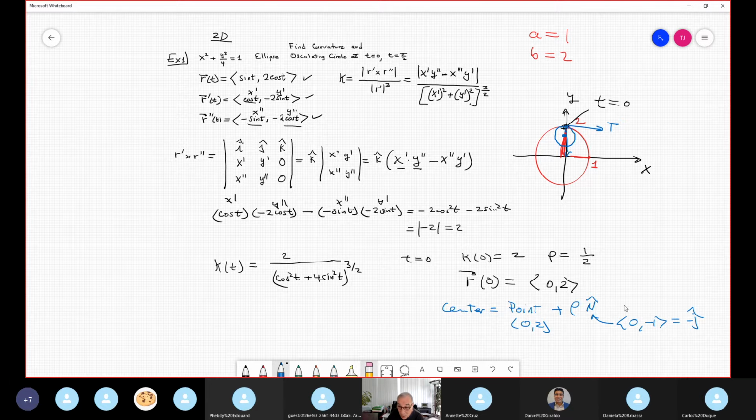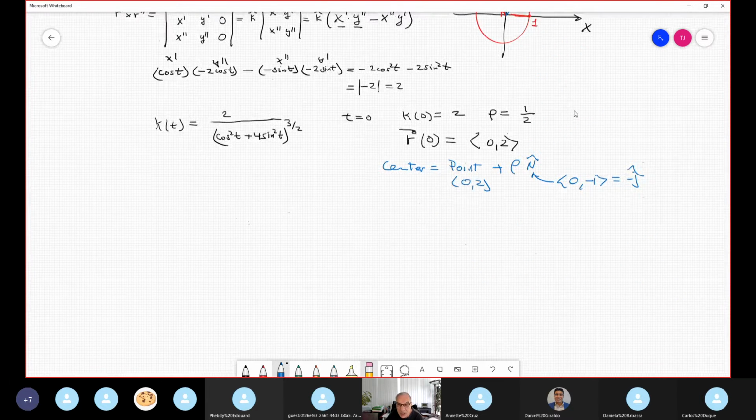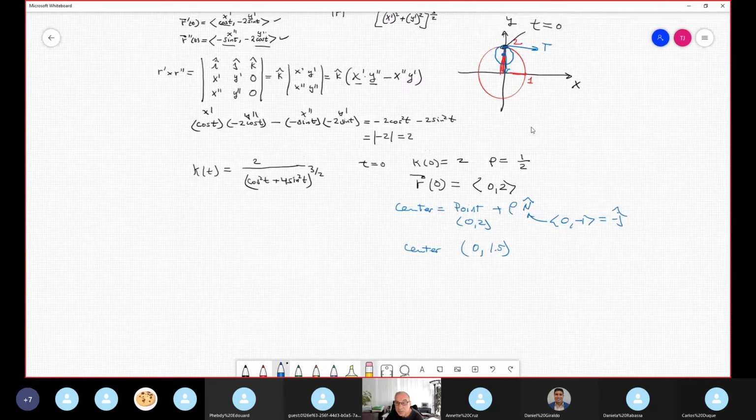Therefore, the center, in my opinion, using my common sense, is located at the point (0,1.5). Because remember, the point is at 2, and the radius is 1/2. And the normal vector, using my intuition, no mathematics, we can do by hand if you want, but it's too long a process.